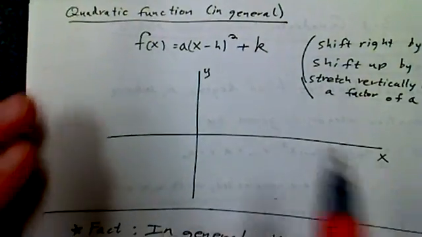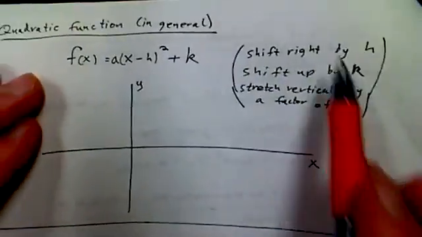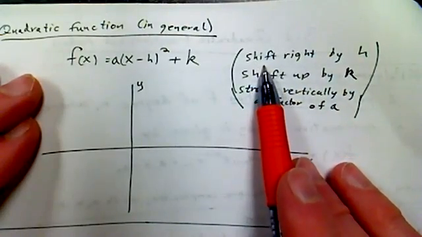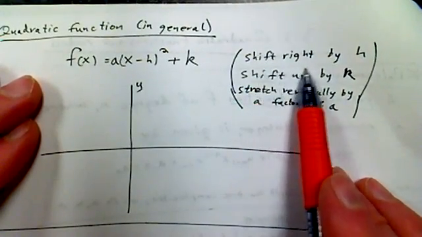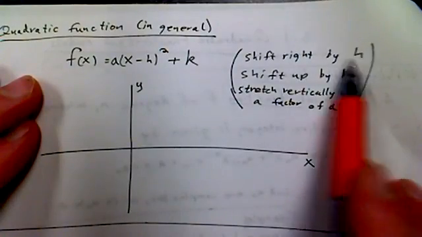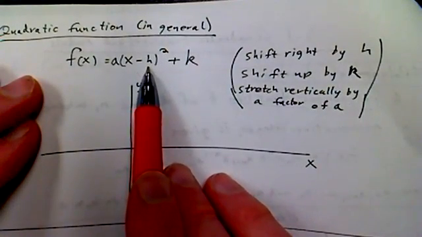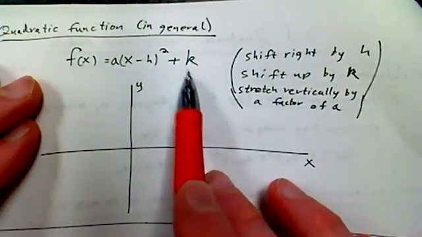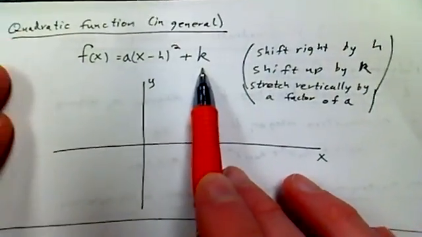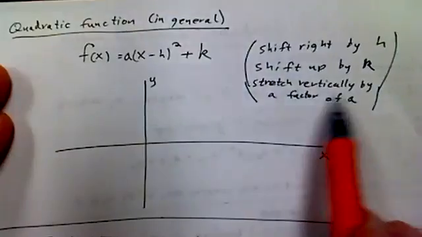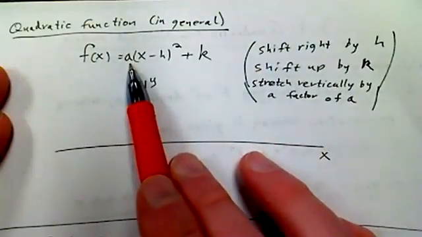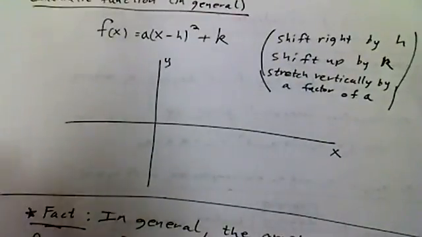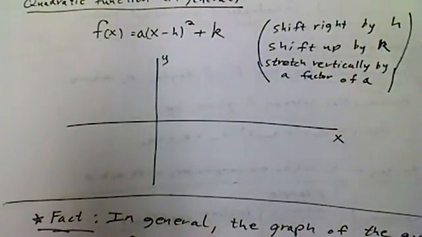We like this form because it tells us a few things. It says that we take the graph of x squared and we shift right by h units, right? That's what we would do normally in our transformations. We'll shift up by k, okay? So that just goes along with what we learned in the last chapter. And we'll stretch vertically by a factor of a, okay? And that's just going along with our transformations.